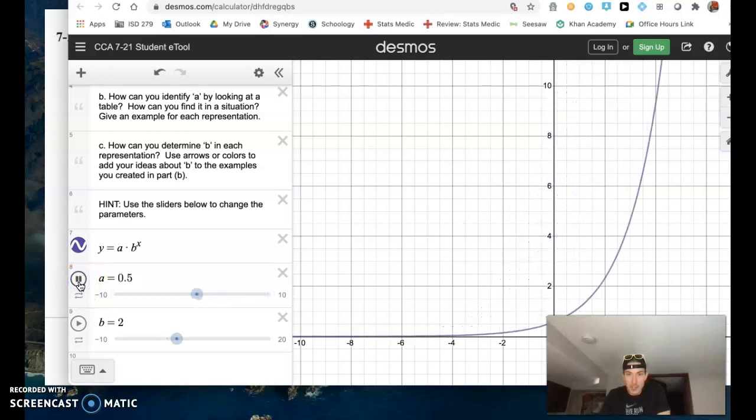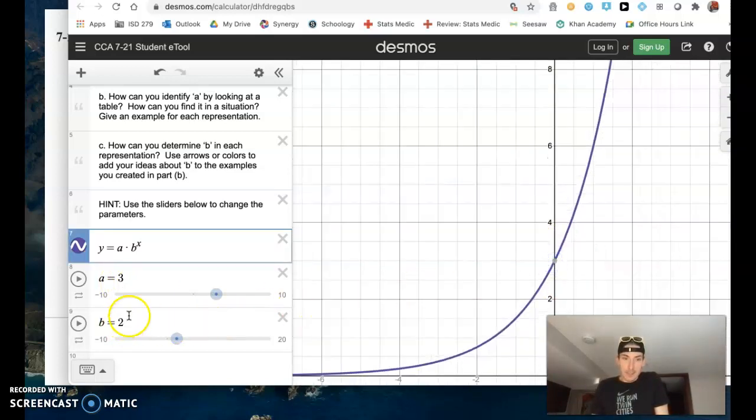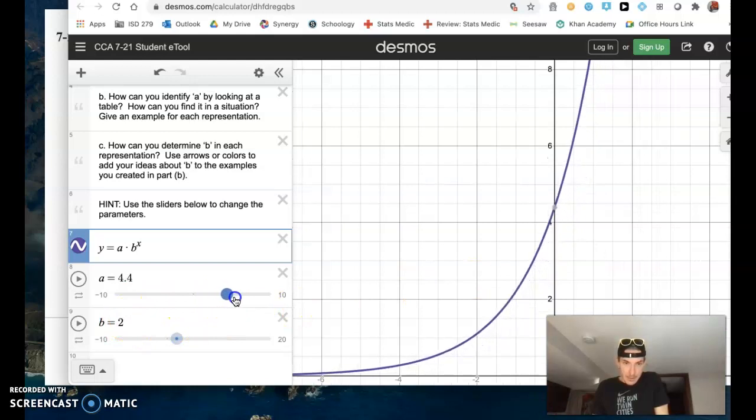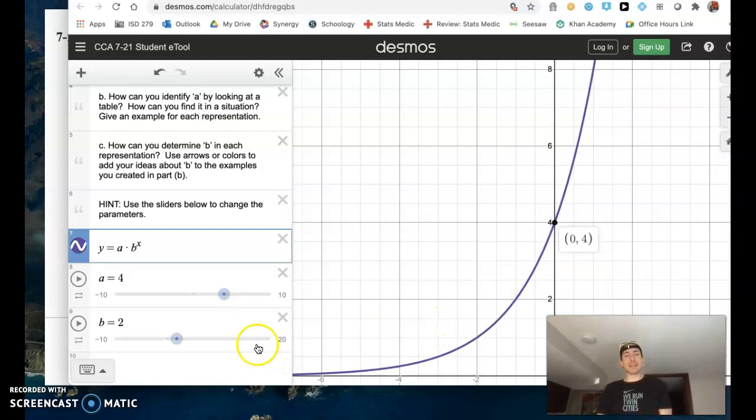As A gets bigger, what's changing? I think you guys see it, that y-intercept is changing, right? Check this out. If I just take this right here, and this is going to be some future learning that's coming up here. When A is 3, that's where my y-intercept is, and I can verify that there. Now, likewise, I can do this, make it 4. Okay, so is this going to be 4? Sure is, right? So A is not just the start value, but it is the y-intercept.